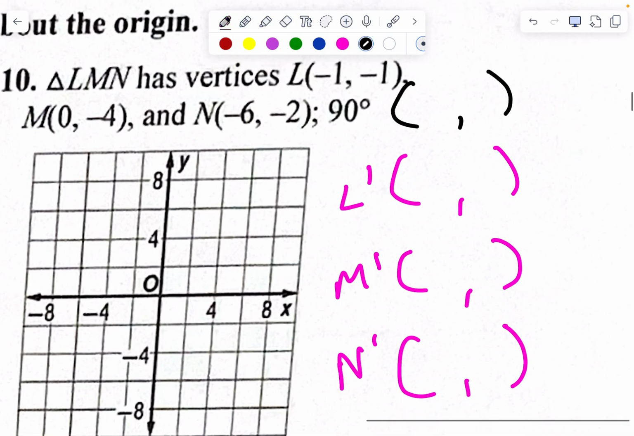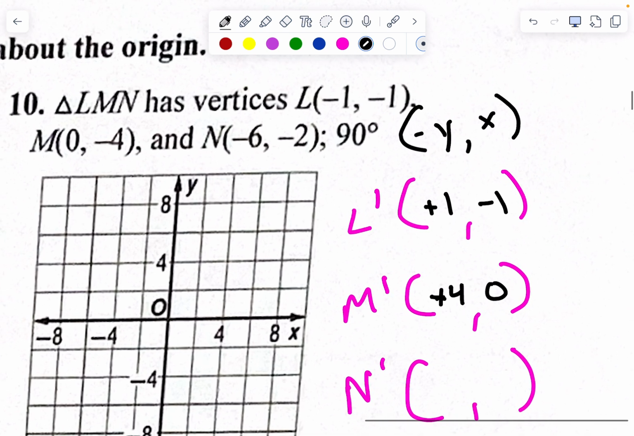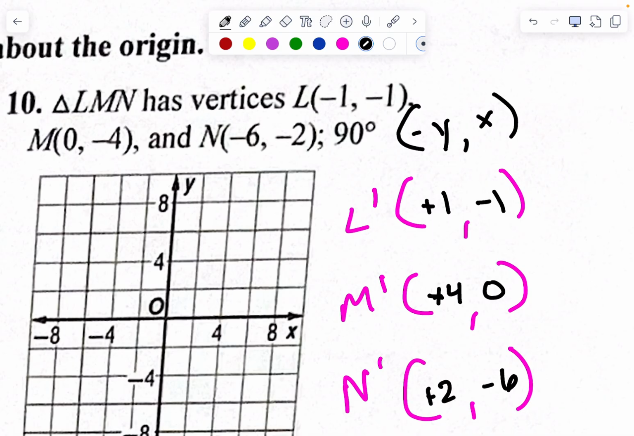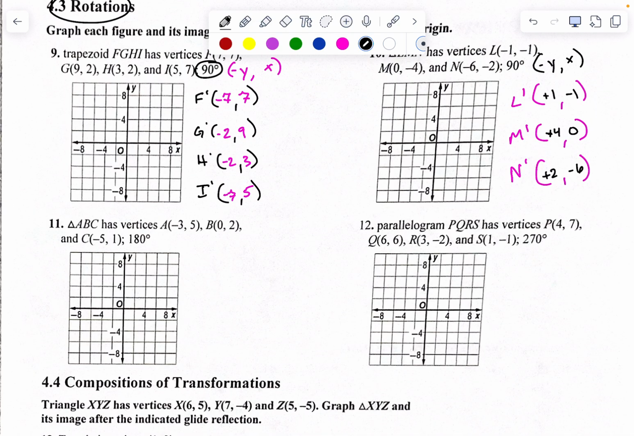Okay, 90 degrees. Flip and negative y, x. Flipped is negative 1, 1. 0, negative 4 is negative 4, 0, but positive on the 4. And negative 2, negative 6 becomes 6, negative 2. Okay, that's 90. Are you tripping? All right.